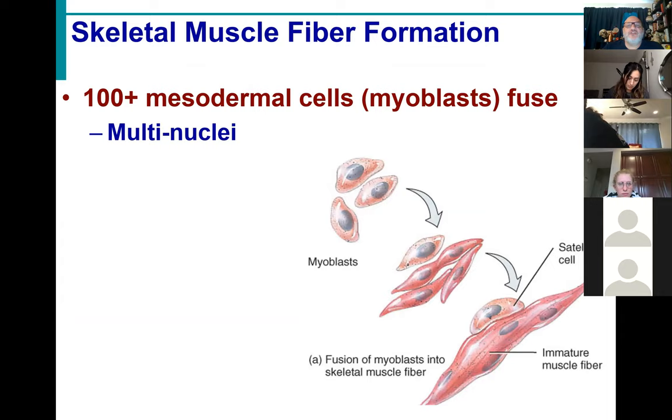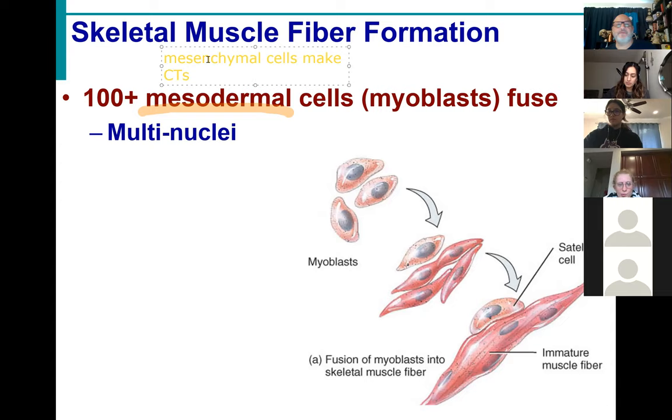And the reason for this is a skeletal muscle cell is actually made up of not one, but hundreds of embryonic cells that fuse together. These special embryonic cells are known as mesodermal cells. If you think back, remember we learned about how our mesenchymal cells make connective tissues, right? So if you need to make chondroblasts or osteoblasts or adipocytes or anything like that, we used our mesenchymal cells to do that. They're a pluripotent stem cell. Well, mesodermal cells are a special stem cell that produces our immature cells, our myoblasts, and hundreds of these myoblasts fuse together to make a single skeletal muscle cell.